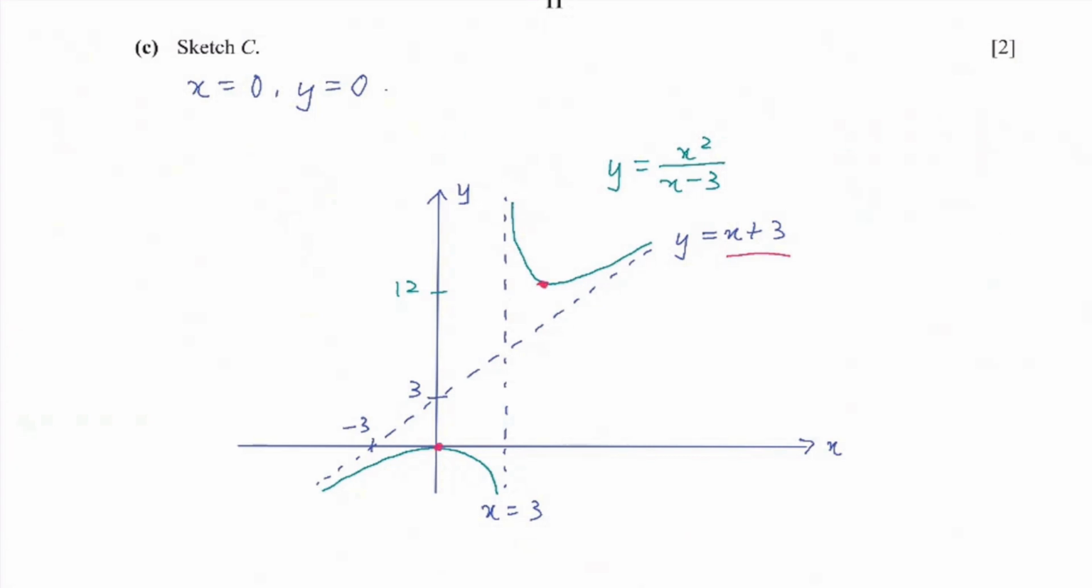And for the lower part here, the turning point will actually occur at the part where we have y equals 0. So here they didn't really need us to find the exact coordinate of the stationary point. They just want to see the curve which is like this. So that's our curve for part C.